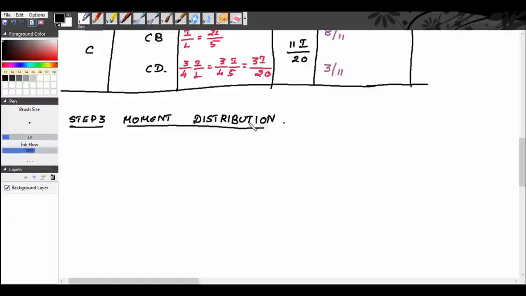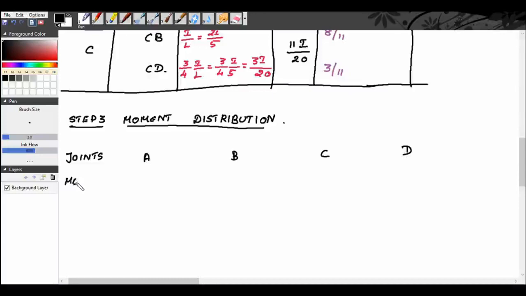First of all, we will write the joints. How many joints are here? Total joints: A, B, C, and D. We will write all the supports here. Joints: we have A, B, C and D.